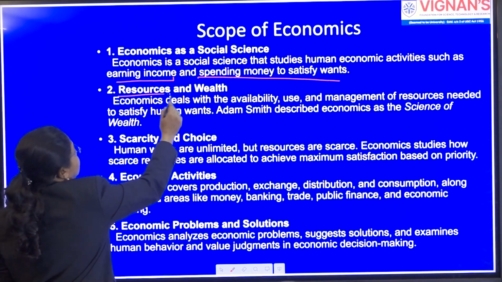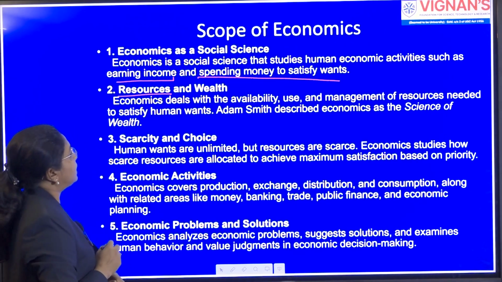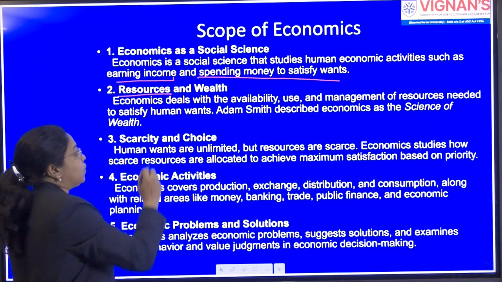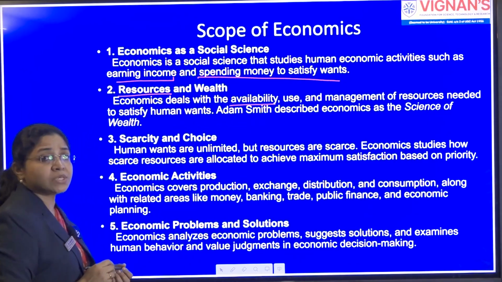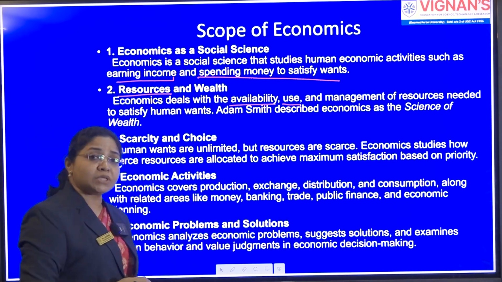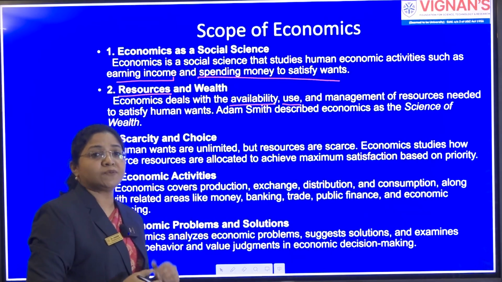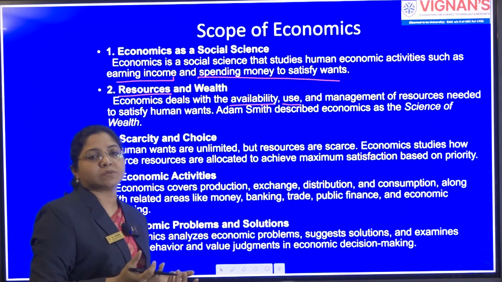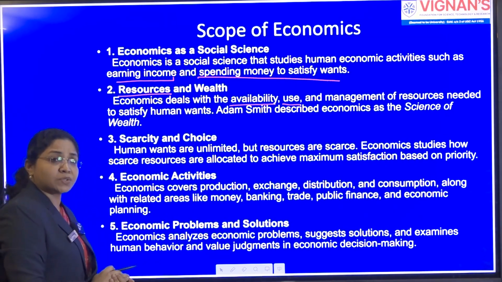Then, economics talks about resources and wealth. As Adam Smith said, economics is a science of wealth. Economics talks about availability of resources, availability of wealth, use and management of resources, and then about scarcity and choice. Why there is scarcity, and out of scarcity the choices arise. How are we going to make our choices, which have alternative uses? Human wants are unlimited, but the resources are scarce.